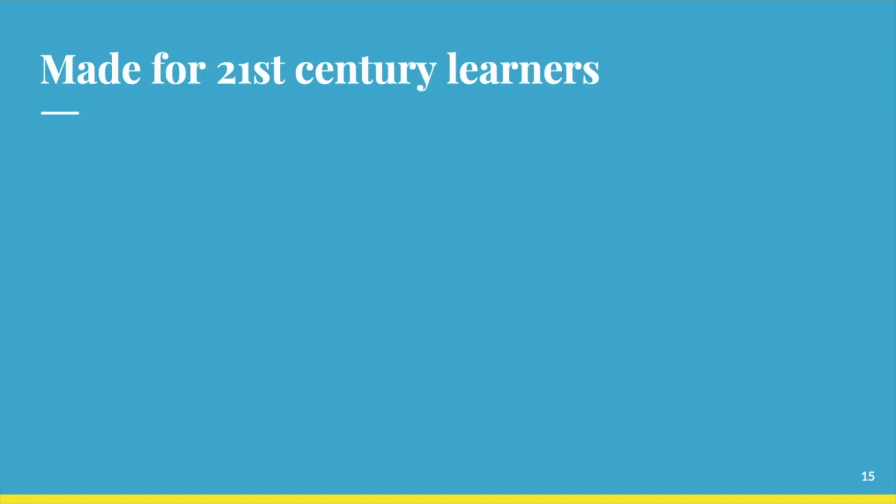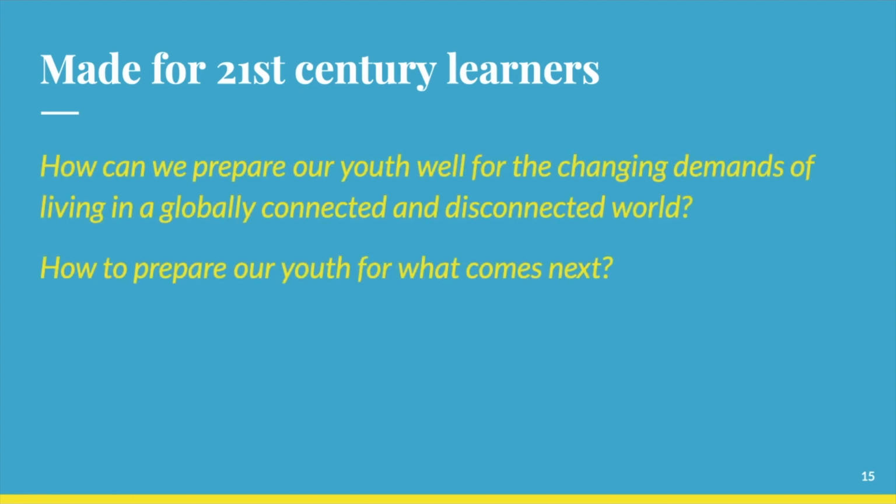As a system, visible thinking is essentially designed around 21st century learning. If you recall the questions up in the top corner of the infographic from the history section, what Project Zero as a whole is trying to answer is: how can we prepare our youth well for the changing demands of living in a globally connected and disconnected world? And how to prepare our youth for what comes next.